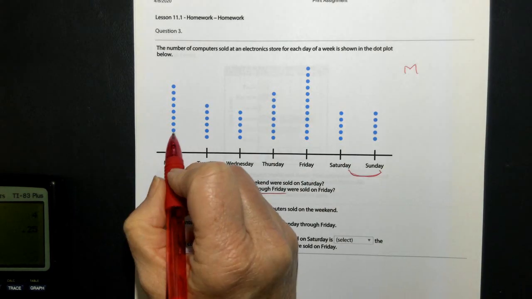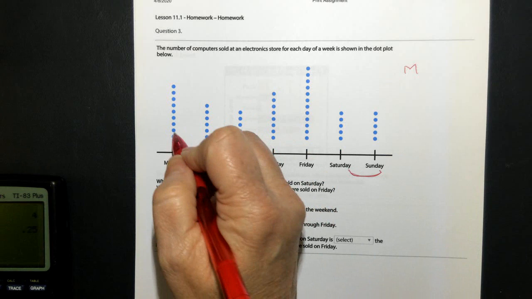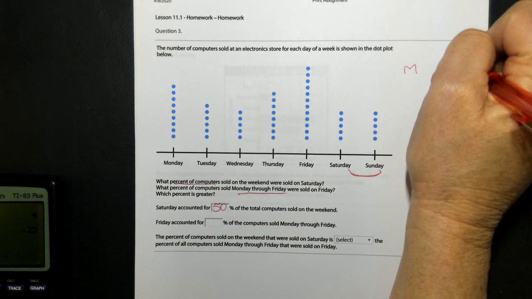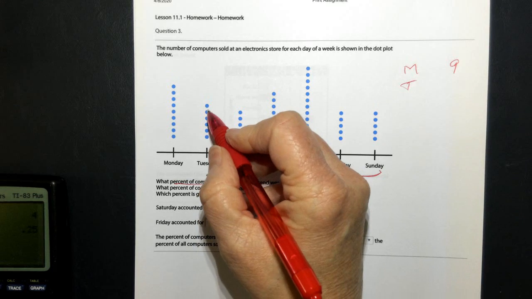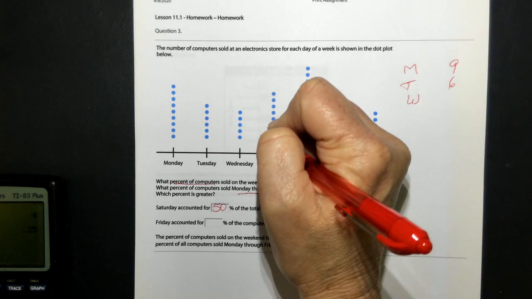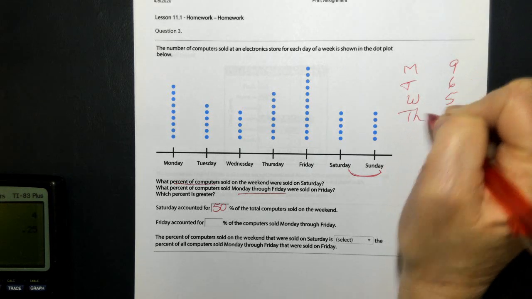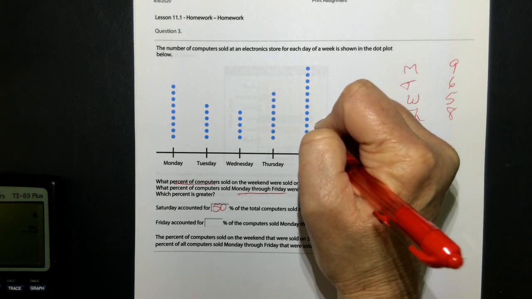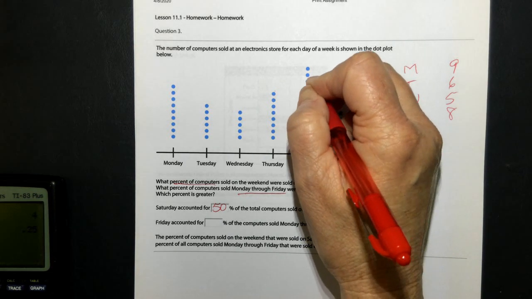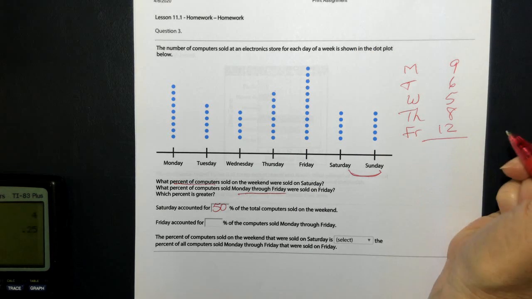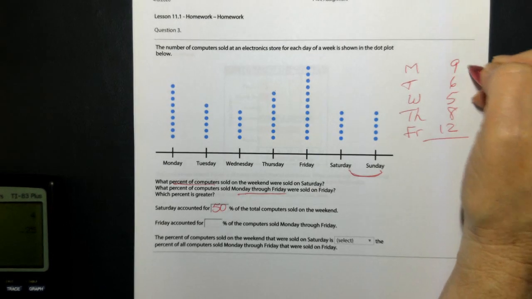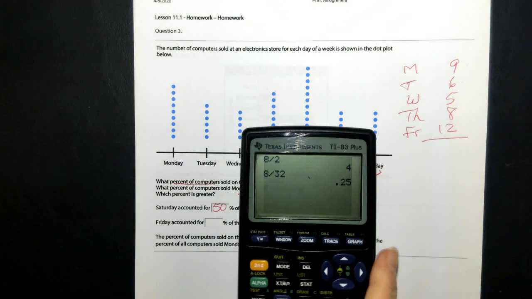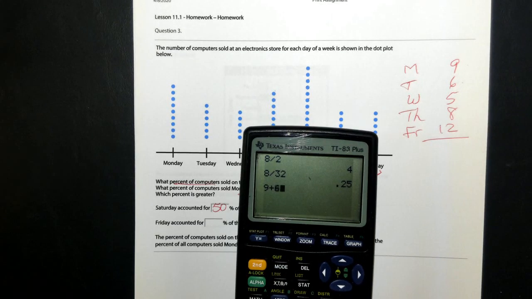Monday we sold 9. Tuesday we sold 6. Wednesday was 5. Thursday, 8. And Friday, 12. So we need to get a percent, we need a total first. So 9 plus 6 is 15. Let's just do it here. 9 plus 6 plus 5 plus 8 plus 12. That equals 40.